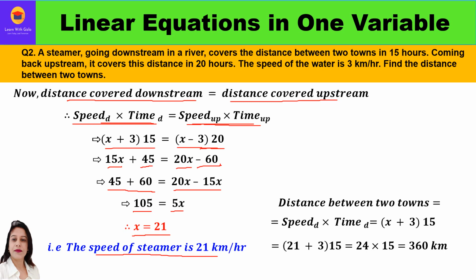But this is not the end of the question, because in the question they are asking to find the distance between the two towns. Now distance covered downstream is same as distance covered upstream. So we can take any side, whether we take left hand side or right hand side, the answer will be same. So let us take up the left hand side. So the distance between two towns is speed into time. I have taken for downstream, that is x plus 3 into 15. Now put the value of x, that is 21. So 21 plus 3 into 15, which is equal to 24 into 15, equal to 360 kilometers. So the distance between two towns is 360 kilometers, right?